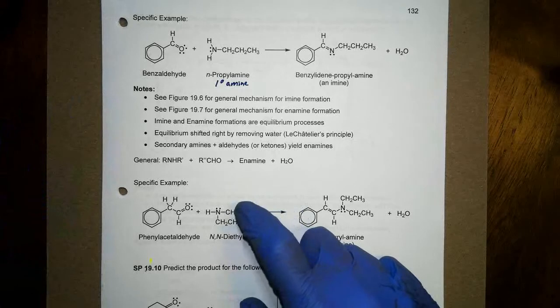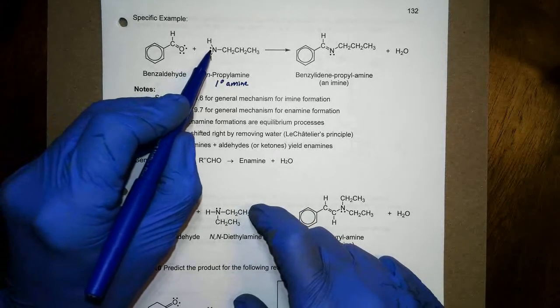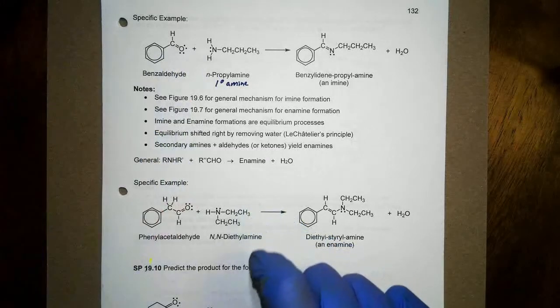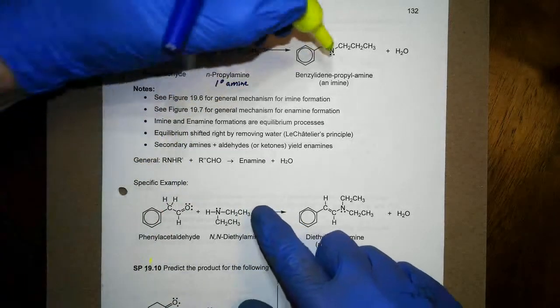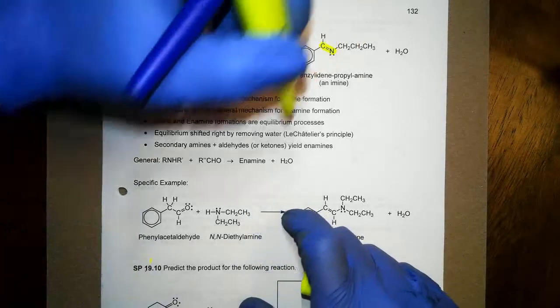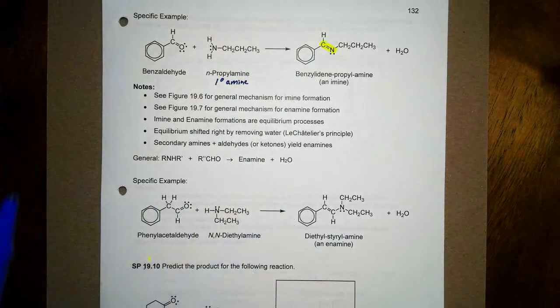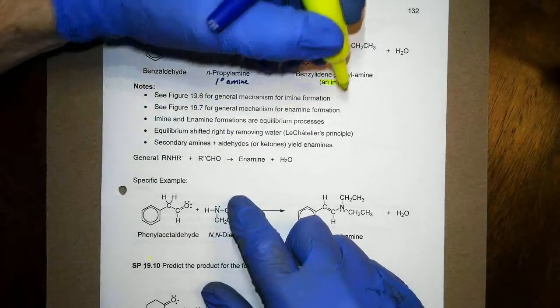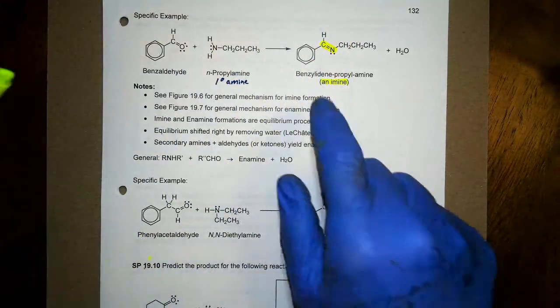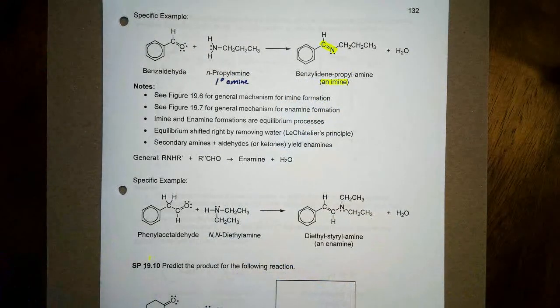As you can probably tell, we're going to connect the nitrogen here to the carbonyl carbon with a double bond. So let's highlight our double bond. A carbon-nitrogen double bond like that is called what? It's called an imine. This is a specific example called benzalidene propylamine, an example of an imine.